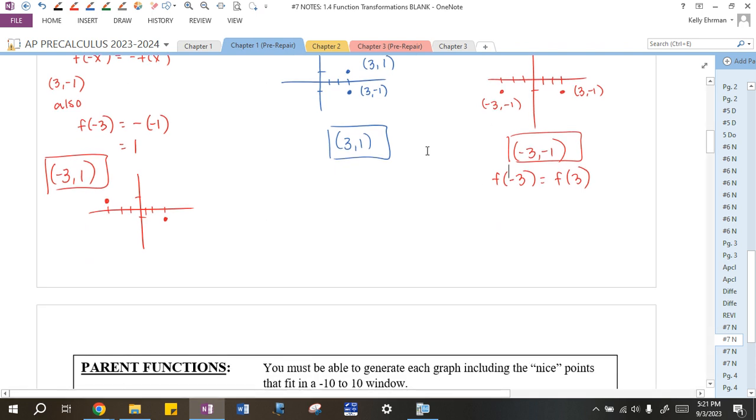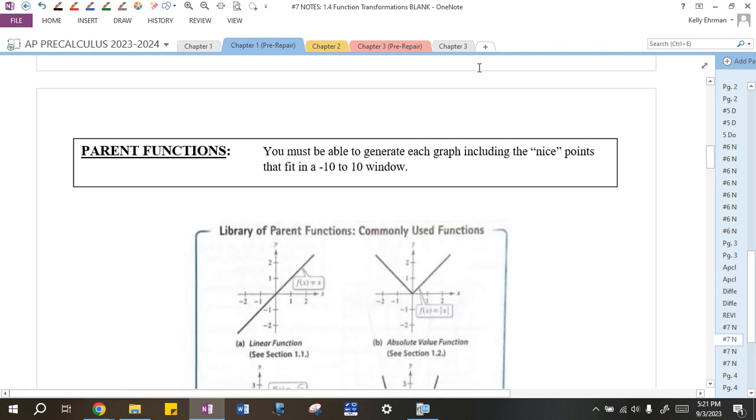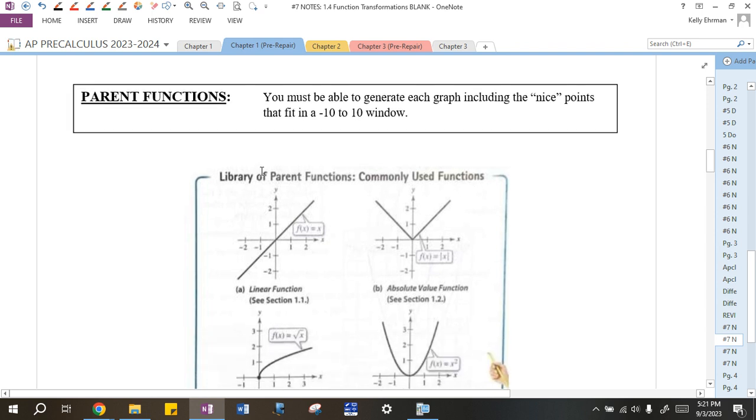Okay, what about transformations? Now, all of our parent functions that we're going to be working with, shifting, reflecting, stretching, I'm just expecting you to have worked with these in Algebra 1, a little bit in geometry, a lot in Algebra 2. And so I would expect you to graph the nice points, meaning the integer points, that would fit in a 10 by 10 grid. So I am not going to be requiring you to change your scale if you're graphing any of these by hand. But we just want the points that are nice.